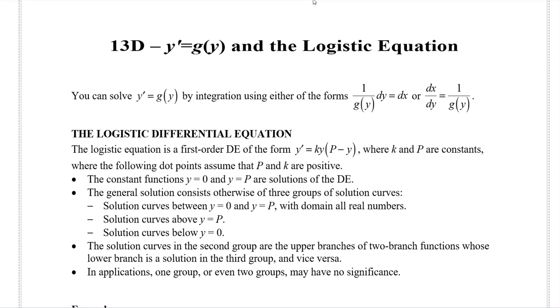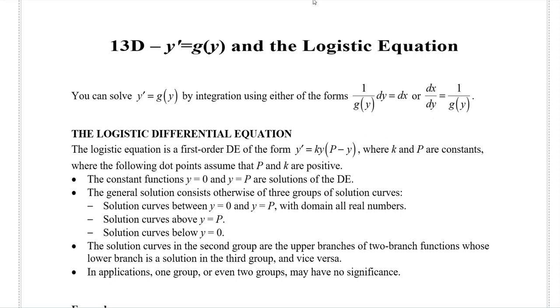The logistic differential equation is a first order differential equation of the form y dash equals ky(p minus y). Now I know there's a lot of constants in there, like the k and the p, but you'll notice that on the right hand side of that equation, the only variable is y. So what we're going to be looking at is another way that we can integrate when we only have the one variable in there, which is y. In the following dot points, assume that p and k are positive.